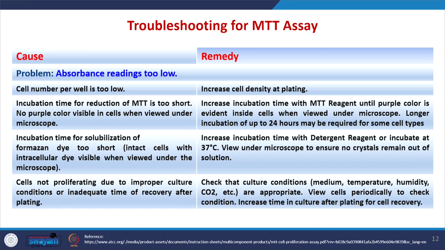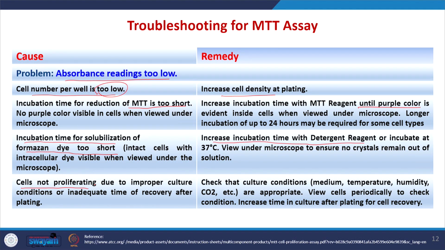And the next problem is absorbance readings are too low. It may be due to the cell number per well being too low, or the incubation time for reduction of MTT being too short. In that case, you can increase the incubation time until the purple color is developed. If the cell number is too low, we can increase the cell density while plating. It may also be due to the incubation time for solubilization of the formazan dye being too short. In this case, we can increase the incubation time with the detergent reagent until all the formazan crystals are dissolved.